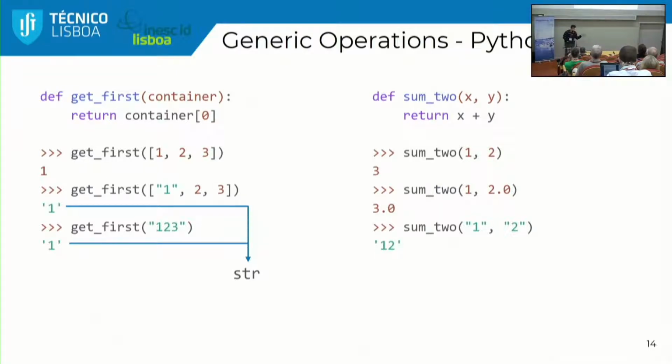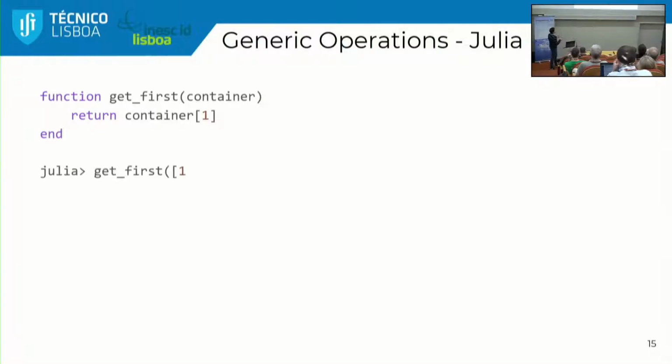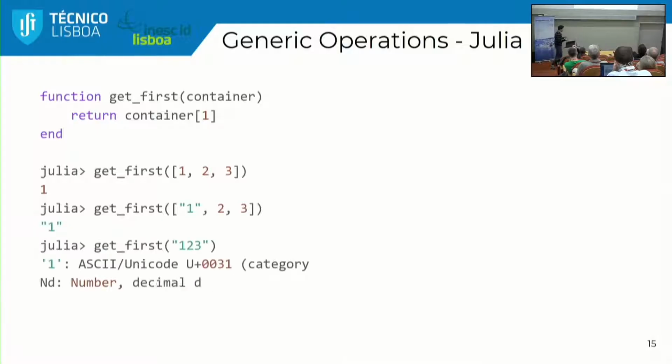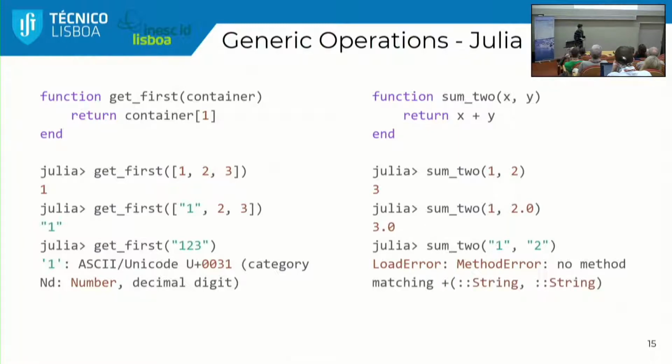But now imagine that we wanted to translate this into Julia. As you can see, the syntax is very similar, but what happens when you execute it? The first two examples are fine, but when it comes to the third example, Julia returns a char instead of a string. This means that the return type of getFirst is unpredictable. And for the second function, the first two examples run fine as well, but the third one gives an error because you cannot concatenate strings using the plus operator in Julia.